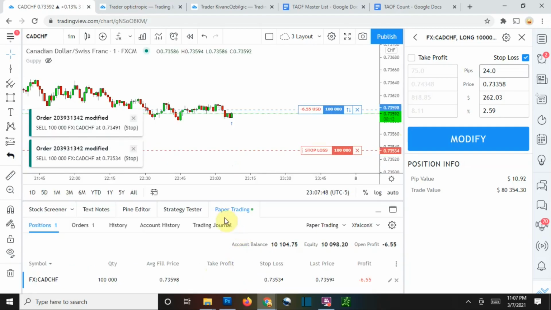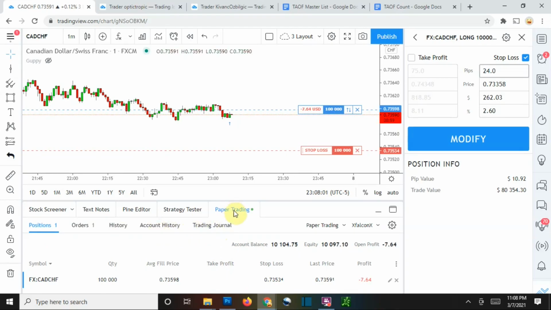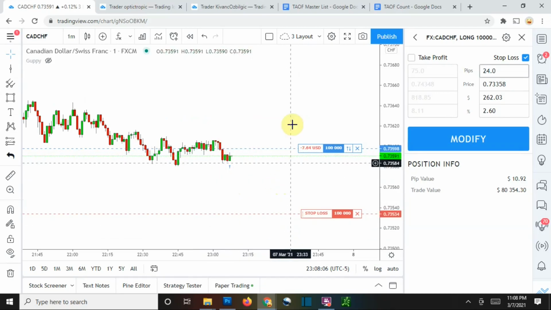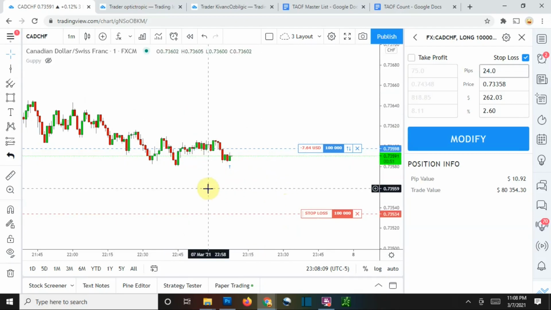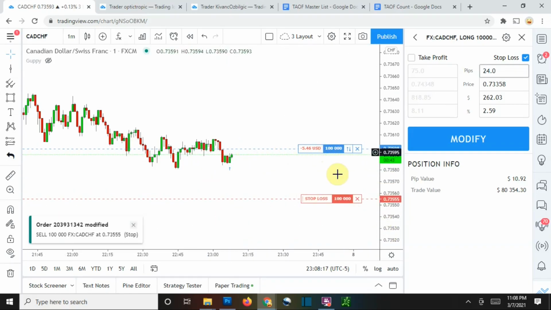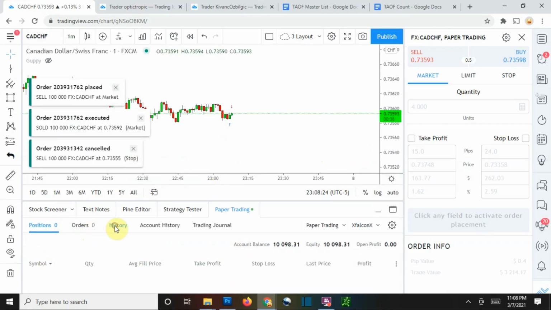If you click on the paper trading tab down here at the bottom, you can see that it shows you your positions, it shows you your orders, and it goes into history, account history, and trading journal. For example, if we just sit and let this play out for a moment here, and we exited for a profit or whatever, then all that information is going to go into our trade journal. And so if I go ahead and close out this position right there, of course it didn't move much, and so it resulted in a loss.